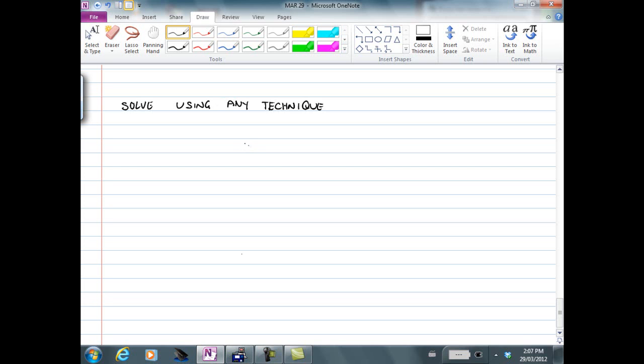3x squared minus x equals y plus 2. 4x minus y equals negative 6x squared plus 4. Right off the bat, it looks complex. Guys and gals, I'll leave it up to you how you want to do this.